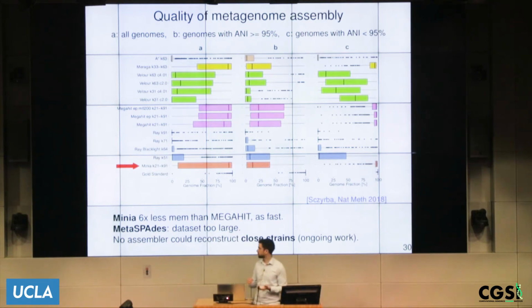Metaspades was run, but consumed too much resources, according to the organizers, on this large dataset. At the time, I think now maybe it could possibly be able to run it because they improved quite significantly the performance of this assembler. And the conclusion of this benchmark was that reconstructing strains was very challenging. So that's possibly the next frontier in terms of metagenome assembly development. Metaspades is attempting it, but in general the problem seems to be very hard. Yes?